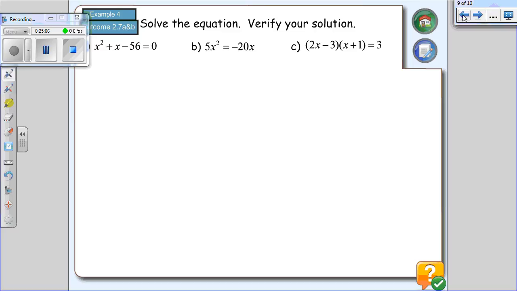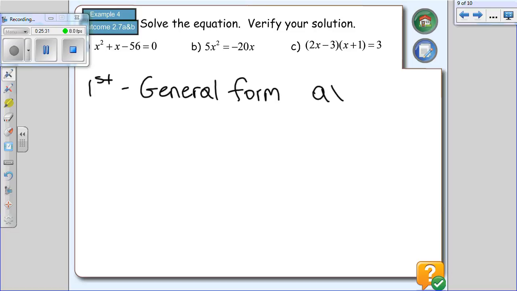Your first step to solving these things is write in general form. General form is ax squared plus bx plus c equals 0. That's always your first step. Write it in general form. Your second step is always going to be take out your greatest common factor. Greatest common factor, GCF.